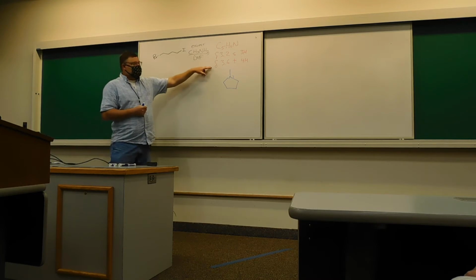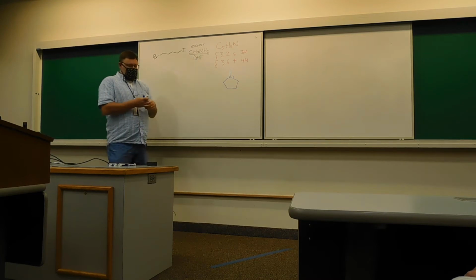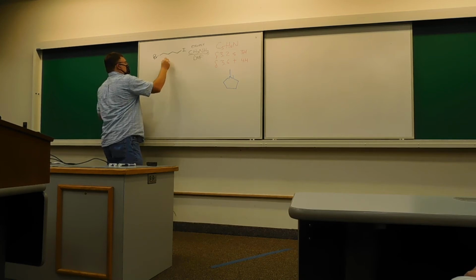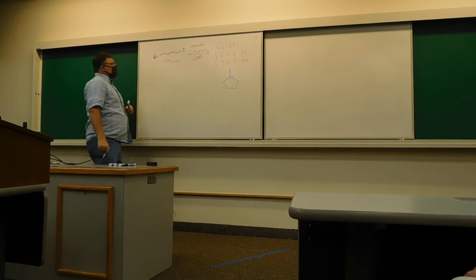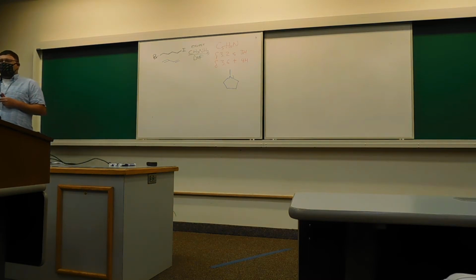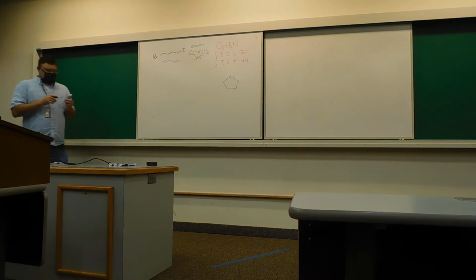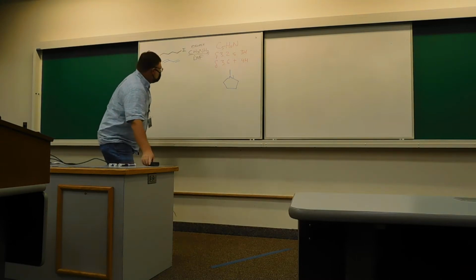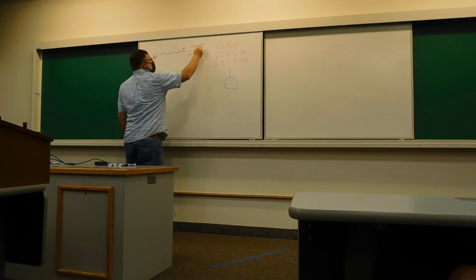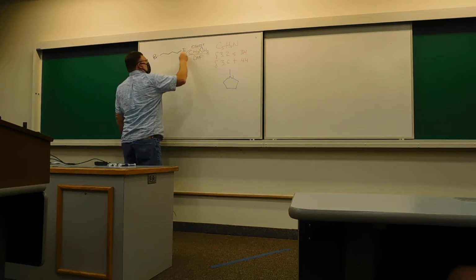That would be inconsistent with the NMR data I gave, right? So if you did an elimination, you get a double bond there and a double bond there. All the protons would be like 5 to 7 somewhere. Okay, so that's not it. So the first step is going to be an SN2.